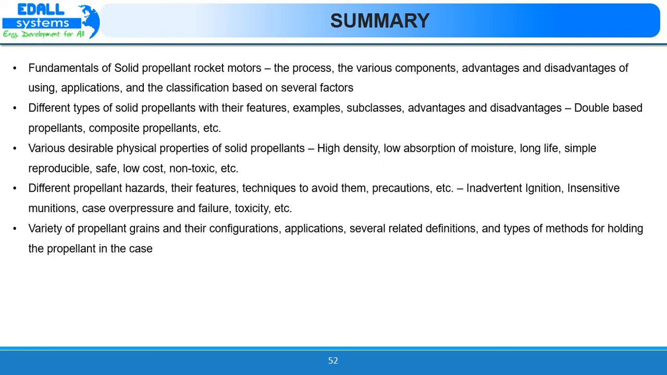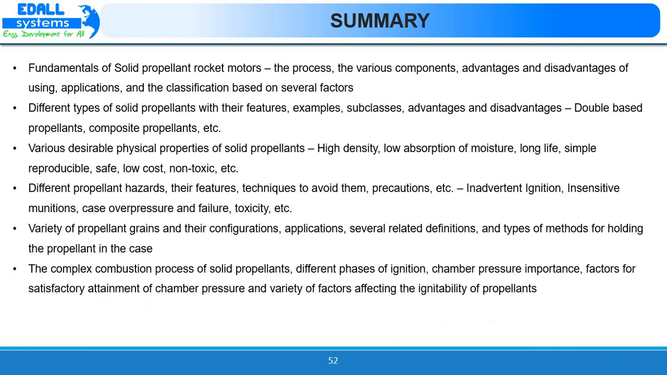Then we have seen different grain configurations like end burning grain, progressive grain, regressive grain. Then we discussed the complex combustion process of solid propellants, different phases of ignition, chamber pressure importance, factors which affect the satisfactory attainment of chamber pressure equilibrium, and a variety of factors affecting the ignitability of propellants.